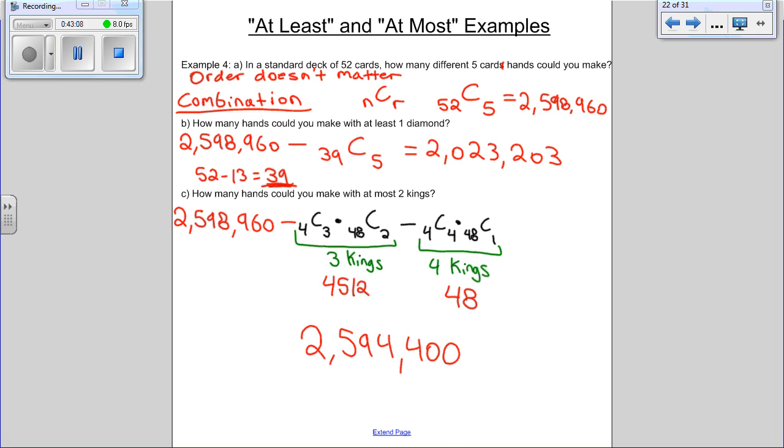Now, the 48 is the total number of cards that aren't kings. And then the 2, I was doubling the 2. Because in this hand, I needed a 5-card hand. 3 of them were kings. So 1, 2, 3. There's 2 cards left I still need to pick that aren't kings. That's why I chose 2. In this one, I went 4 and 1 because I went 4 kings, and then I had to pick 1 more card. Because you always have to get to a 5-card hand.